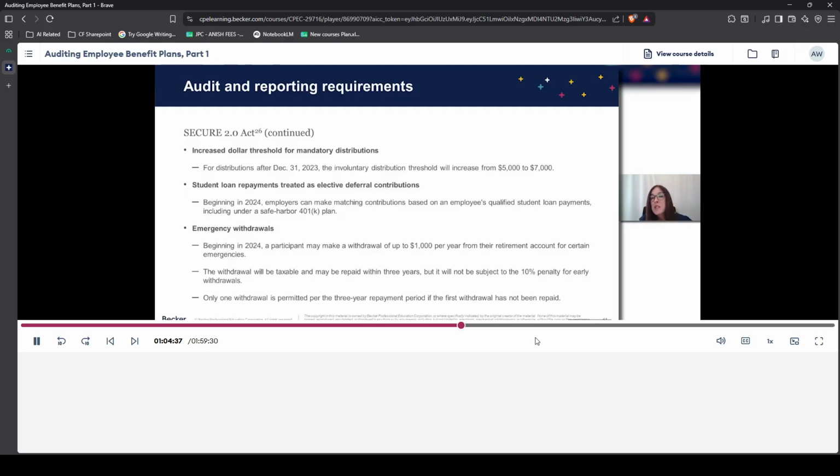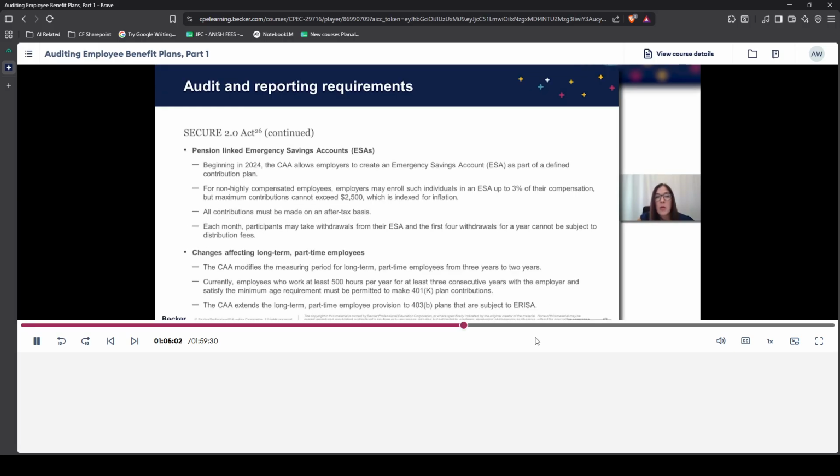The withdrawal will be taxable, and it can be repaid within 3 years, and it's not subject to the 10% penalty. But only one withdrawal is permitted per the 3-year repayment period if the first withdrawal has not been repaid. So as you can see, lots of changes here under the Secure 2.0. It's going to require changes in operation, record keeping, administration, the plan document, the audit, etc.